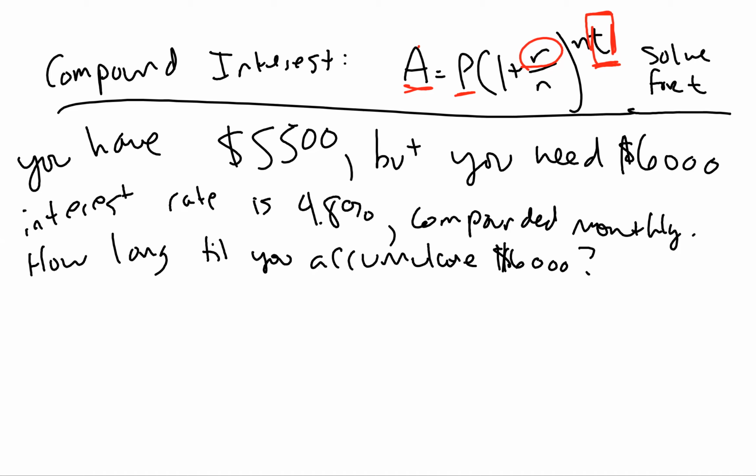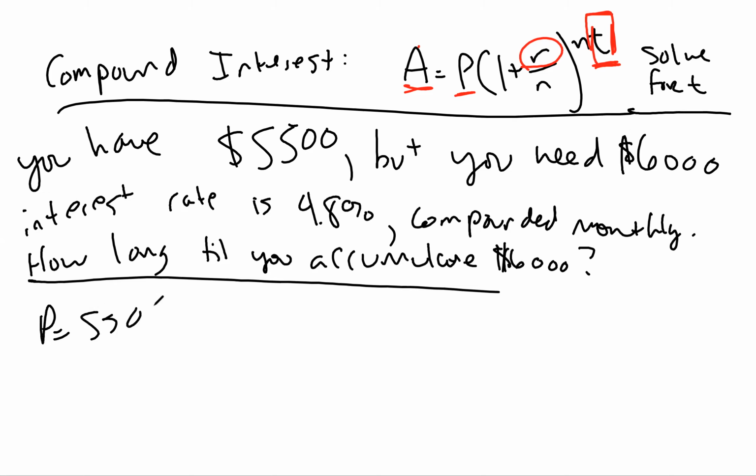Okay, so here we go. We're going to read through the problem and then list everything we know. The first sentence says, you have $5,500. Which variable is represented by 5,500? That's your principal. So P is 5,500. But you need 6,000. So 6,000 is going to represent which variable? The A, what you want to have at the end. Exactly, because that's your future value, how much you need to have then.